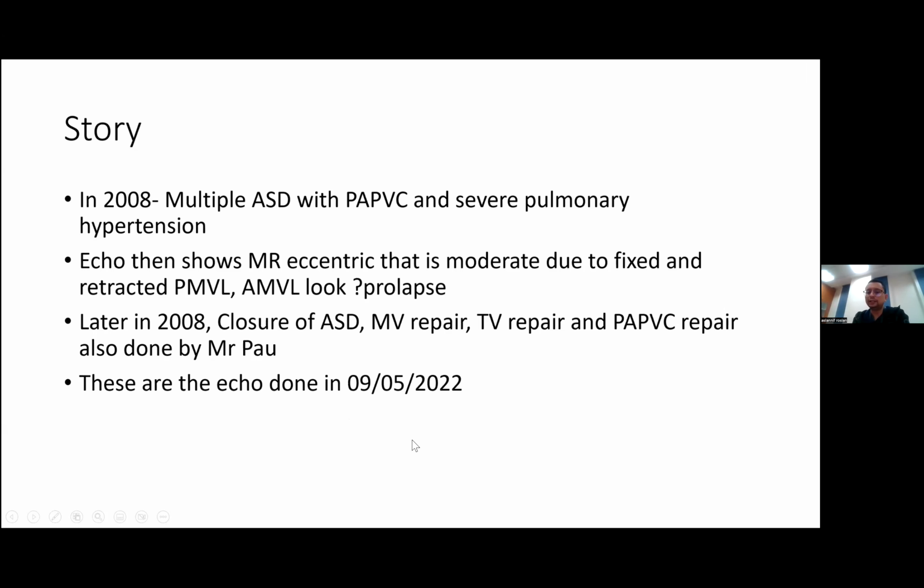Now, that is in 2008. These are the echo done on the 9th of May 2022.